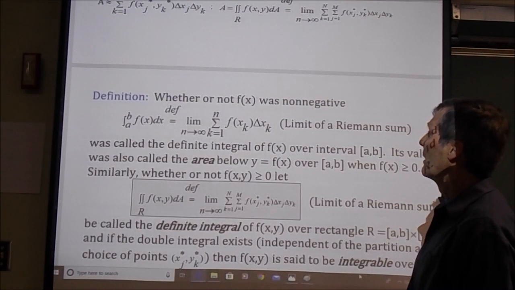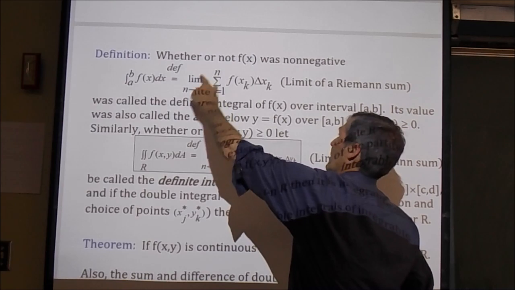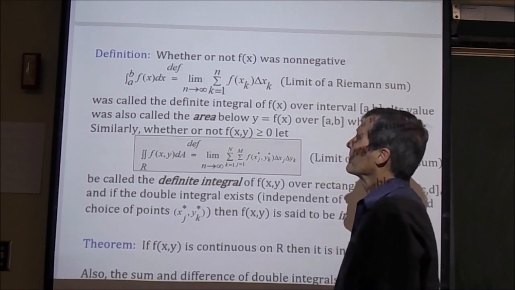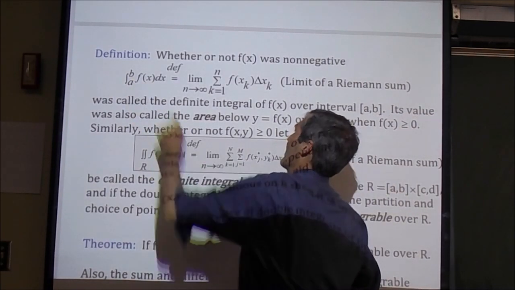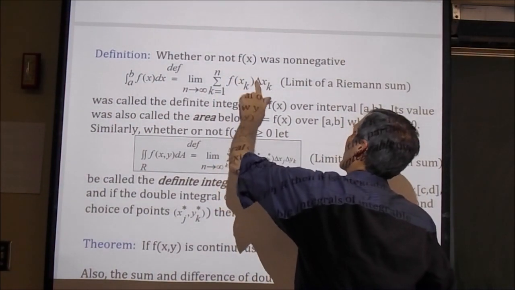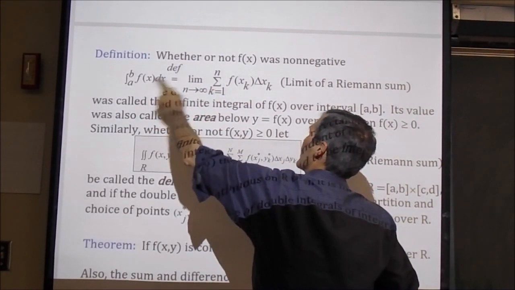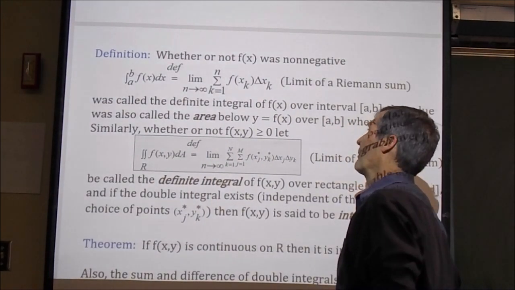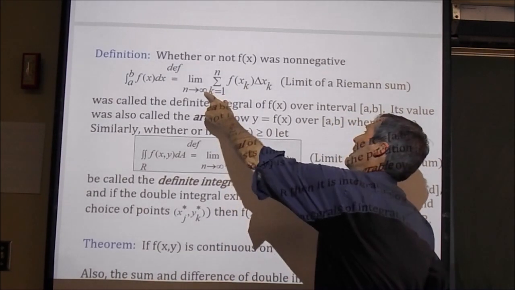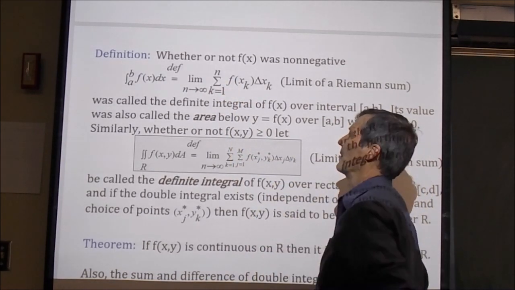Now, whether or not f was non-negative in calculus 1, we still define the definite integral to be the limit of the sum f of xk star delta xk. We define that to be the definite integral from a to b. And we said, well, if f is negative, then this is actually minus the height of the rectangle times the width. So we're adding up minus the area of the rectangle, so we get minus the area above the curve, area being non-negative always. And if f of x is non-negative, then we can say this is the area below the curve and over the x-axis.